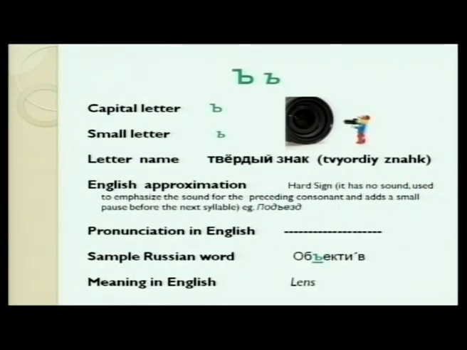I will give an example to make it more clear. The word is padyezd. In the word padyezd, we have used the exact symbol we just learned, the hard sign, after the letter there. So, there is a small pause, padyezd. Since it has no pronunciation, it is only used to emphasize the sound of the preceding consonant, and it helps in adding a small pause before the next syllable. There are very few words in Russian with the hard sign. A sample Russian word for this is objective, which means lens. Let us go to the next letter now.